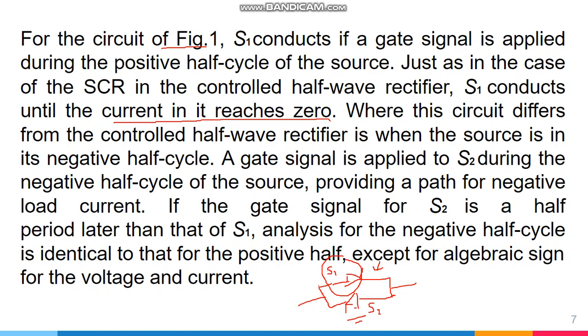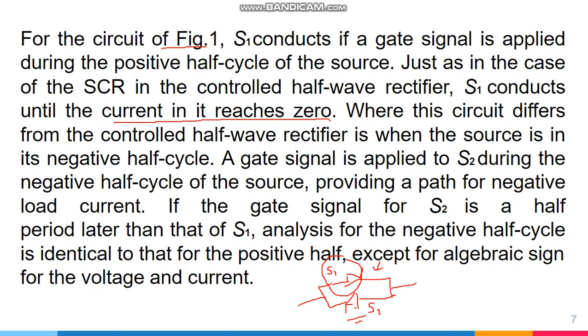And this is where the circuit actually differs: we have an additional switch S2, and it can conduct in the negative direction. In simple controlled rectification, we had switches that were conducting in one direction, but now in this case we have two switches that are anti-parallel and can conduct in opposite directions. So therefore when the source is in the negative half cycle, it will be conducting as well.